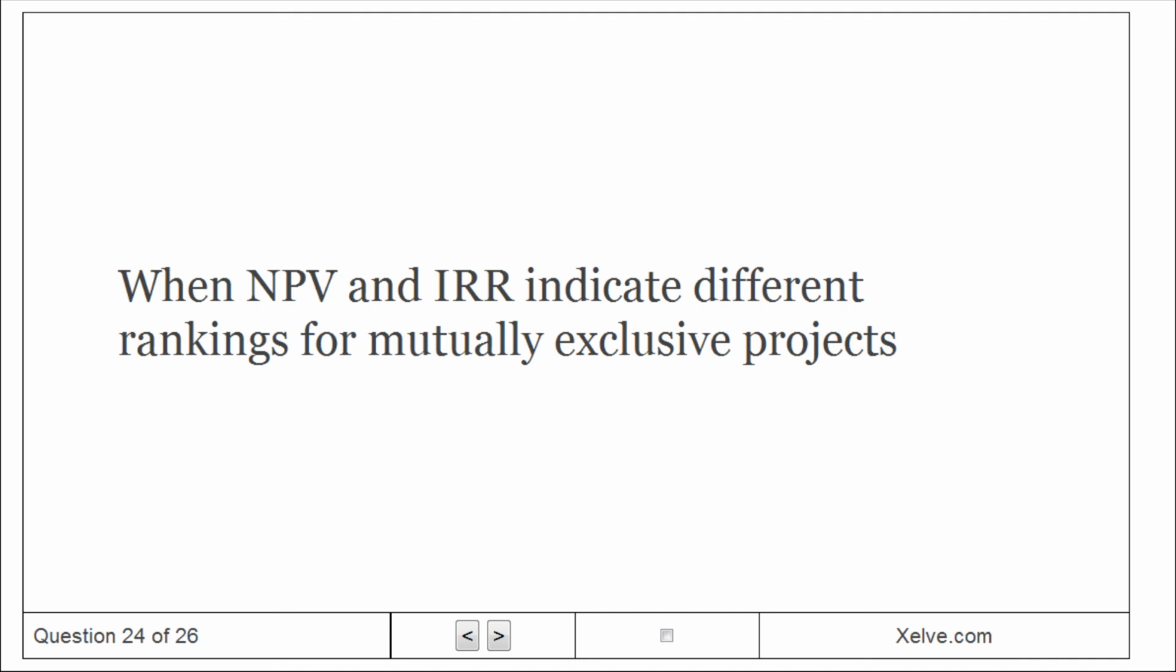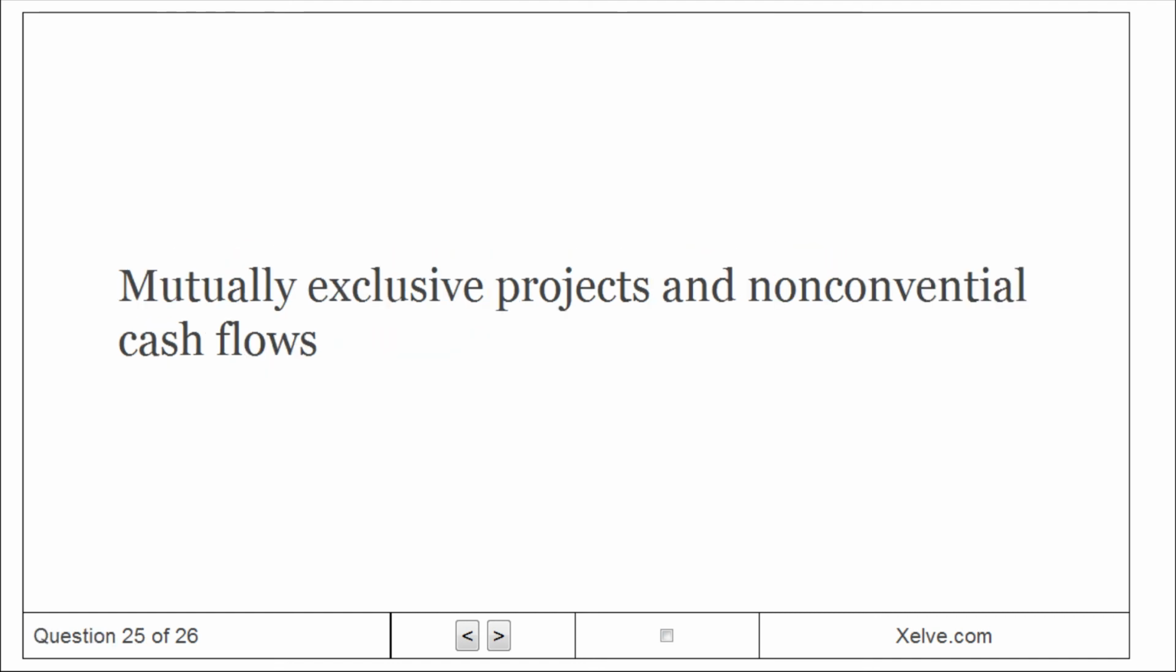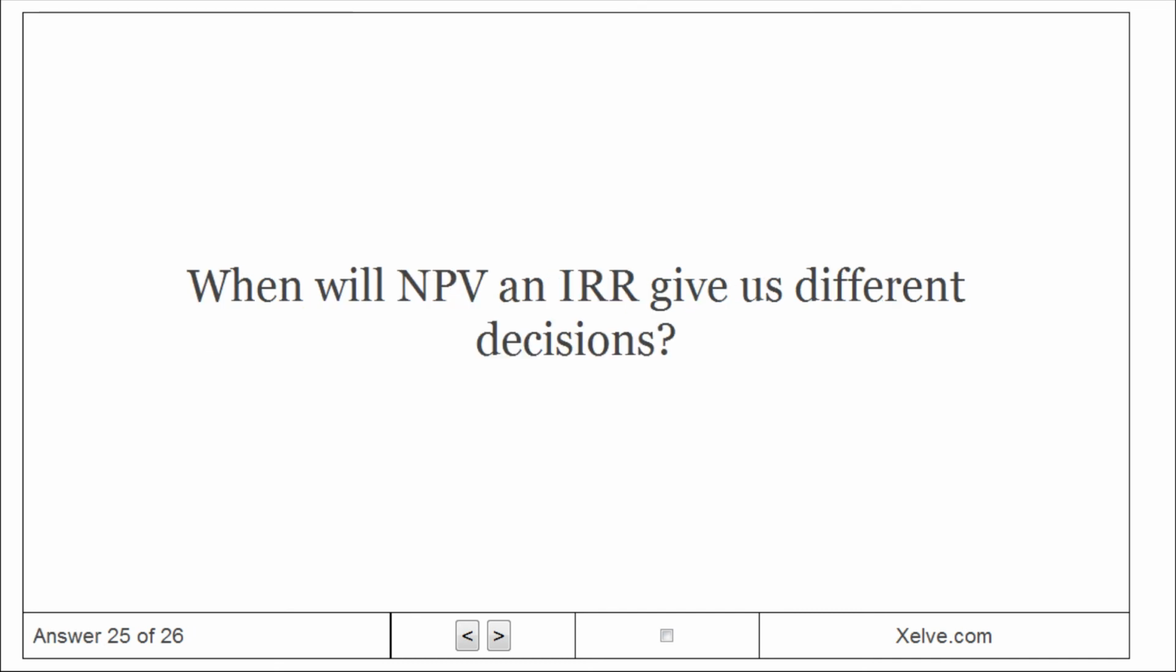When NPV and IRR indicate different rankings for mutually exclusive projects. Initial investments are substantially different. Timing of cash flows is substantially different. Mutually exclusive projects and non-conventional cash flows. When will NPV and IRR give us different decisions?